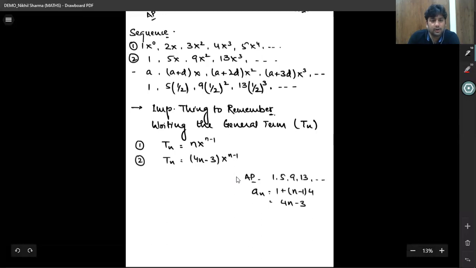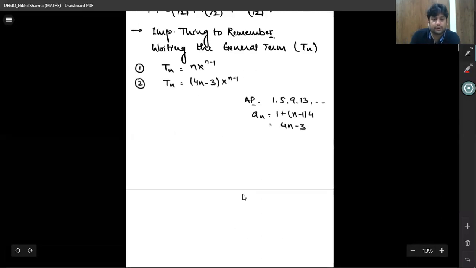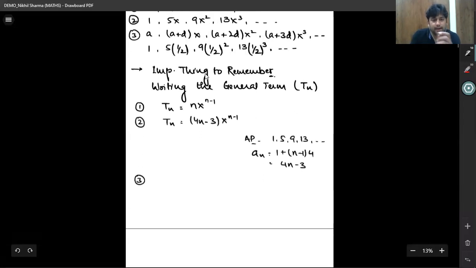Now moving on, we have the third example. So let us write the general term for this. So in the third example, we are given what? a plus dx.